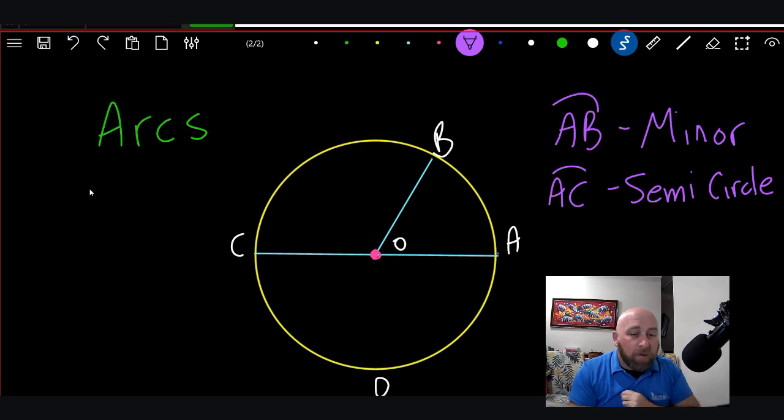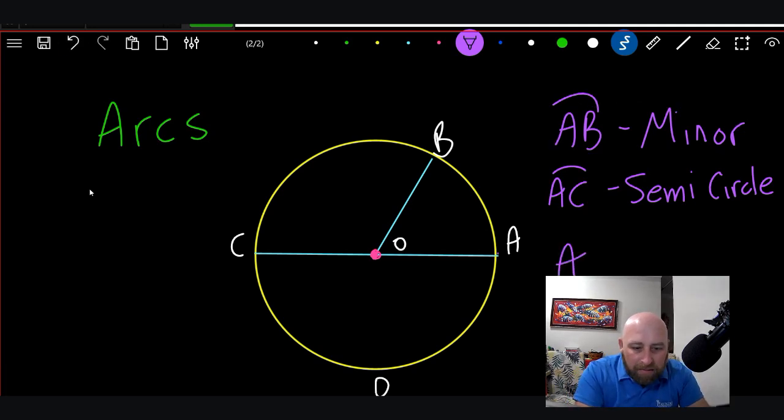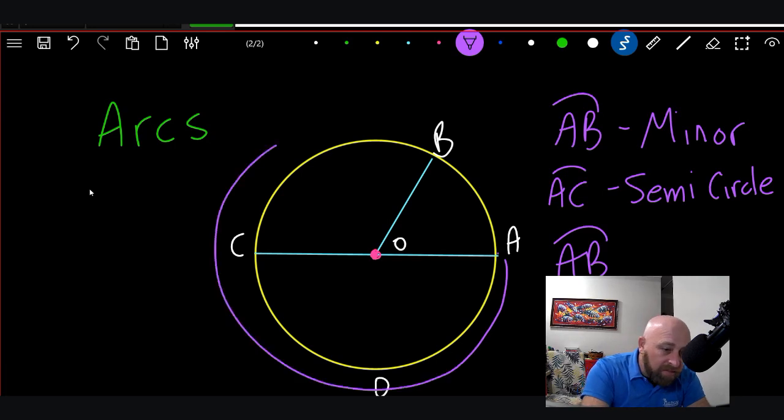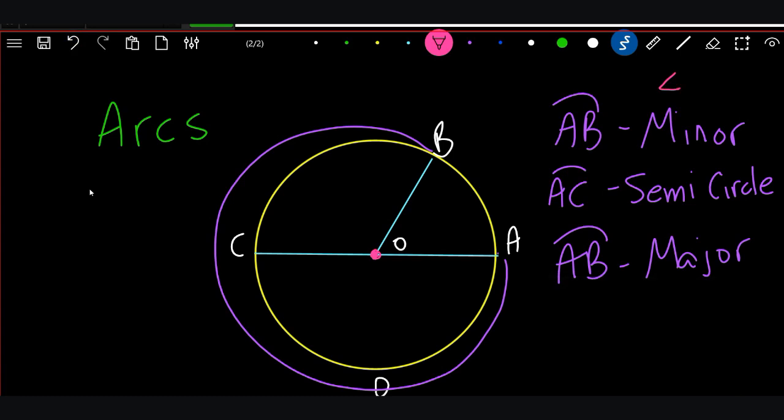Now this is interesting. So what is a major arc? Well, if AB is a minor arc, I want to show you something. AB, going this way, can be a major arc. So minor is less than 180, and a major arc is greater than 180. The semicircle would be equal to 180. So minor arc is less than 180, semicircle equals 180, major arc is greater than 180.